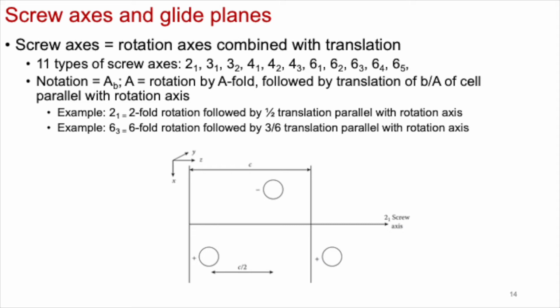So 6 sub 3 means you're translating by 3/6, half a cell, and 6 sub 1 is 1/6 of a cell. So that's pretty straightforward, I hope.